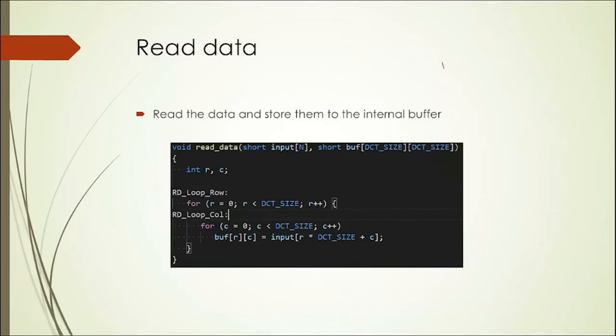Okay, so here's the read data. It's really simple because in read data, we just transform the input data from one dimension to two dimensions. The buffer is our internal buffer, so we just take the input data and store it in our internal buffer. It takes two levels of loops to complete this task.